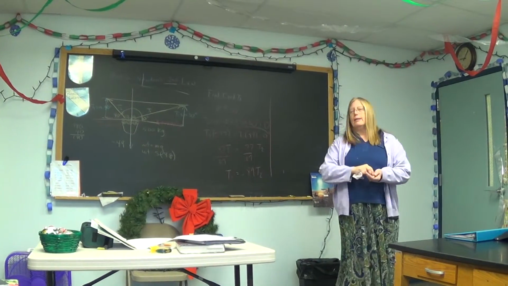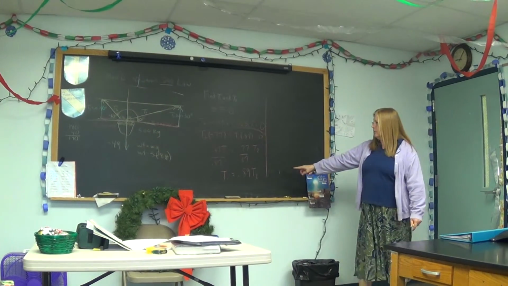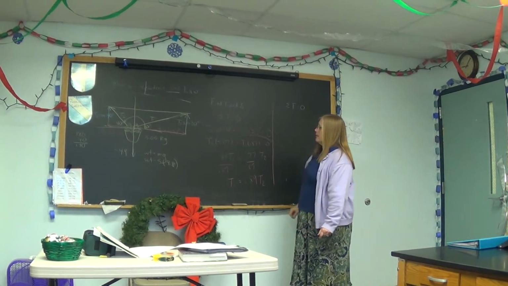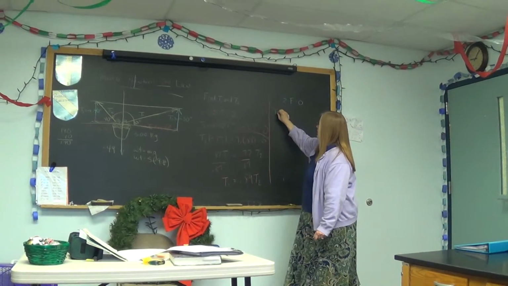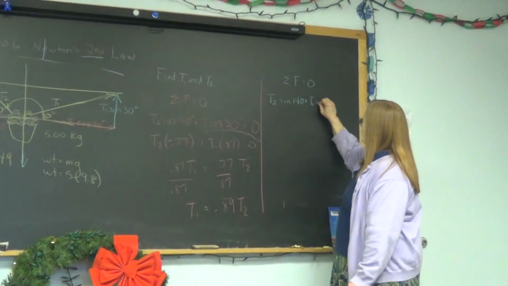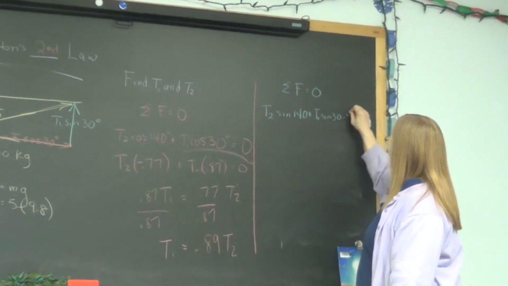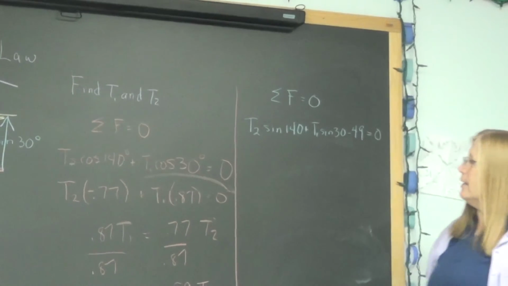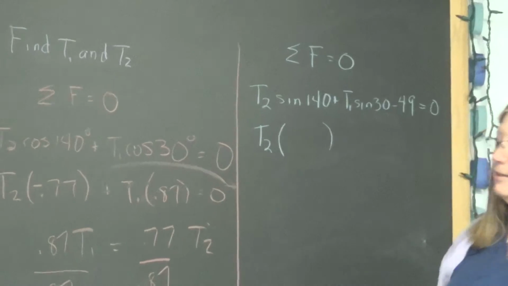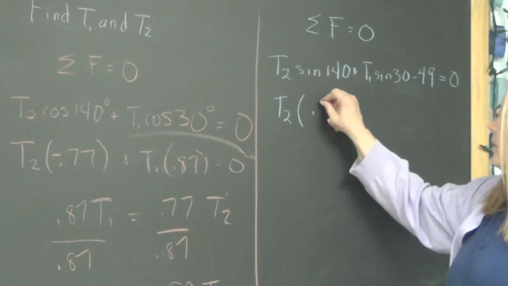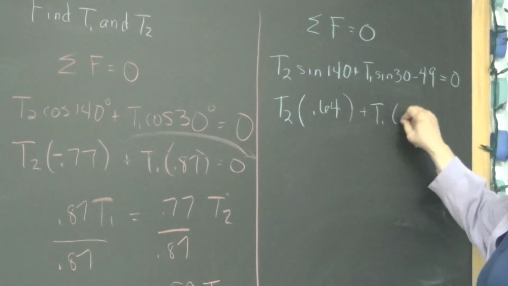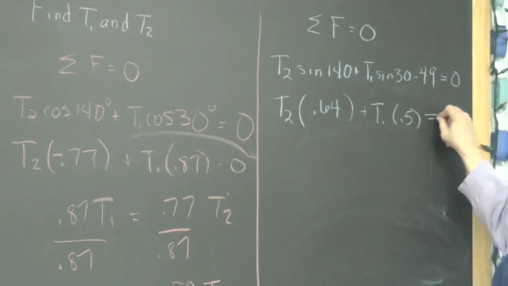Switching over to blue. This is as far as I can go with the horizontal information. So, sum of the forces equals 0. So there are 3 of them. T2 sine 140 plus T1 sine 30 minus the weight, which was 49, equals 0. All right, Emily, sine of 140, 0.64. And sine of 30 is 0.5, right? Yeah.